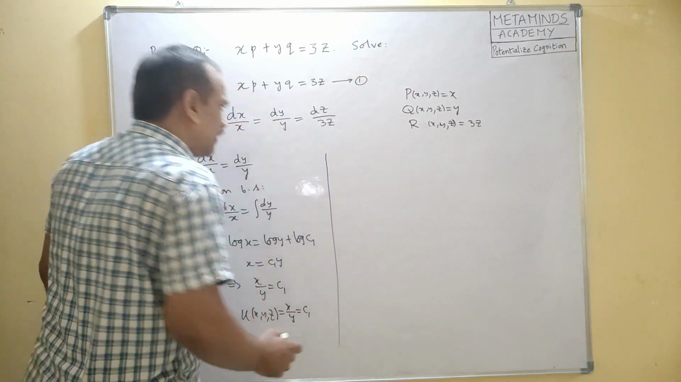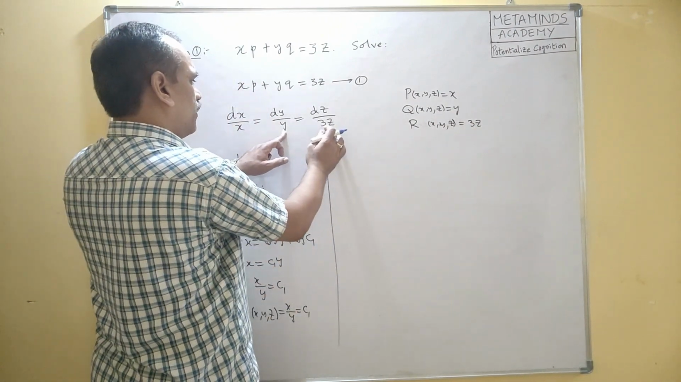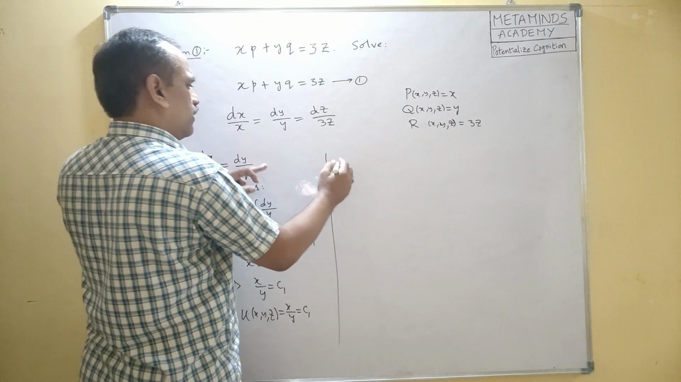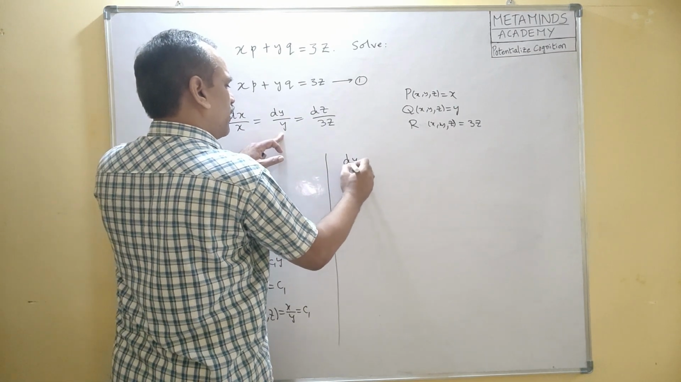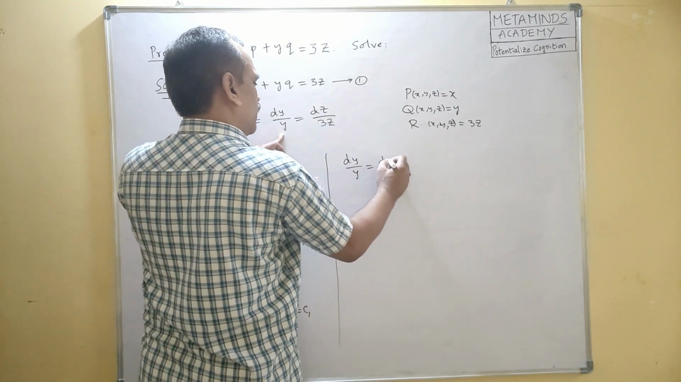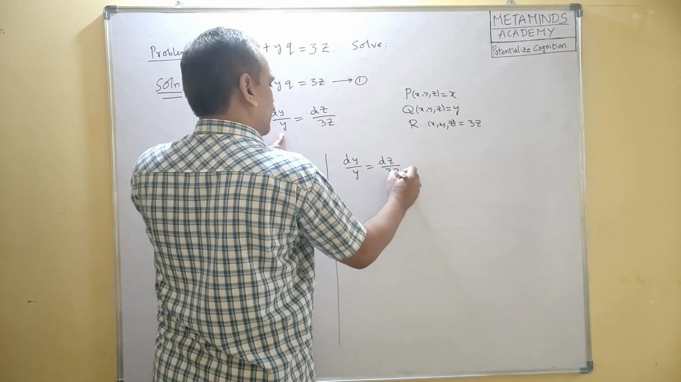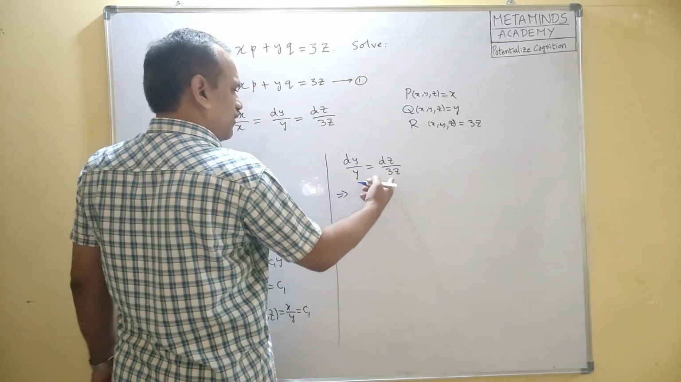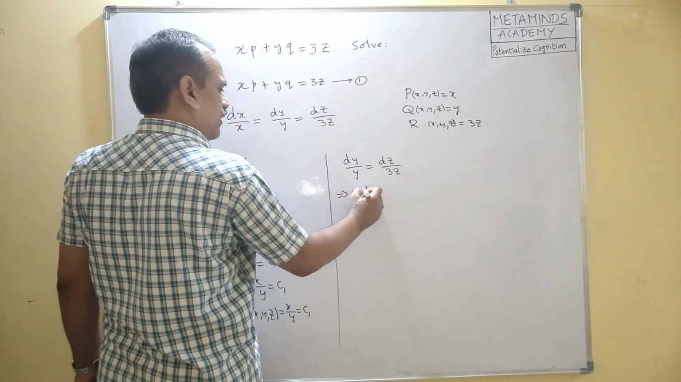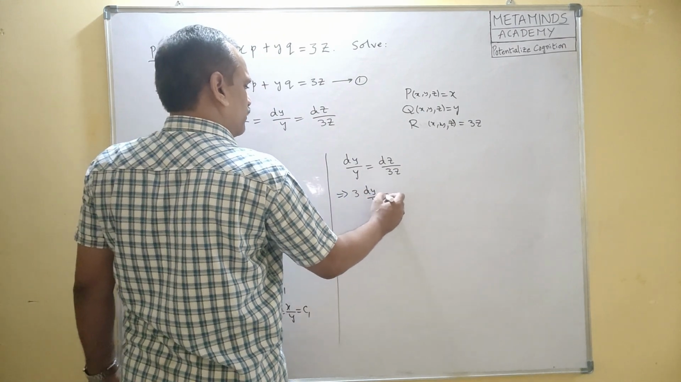Now you take the other pair, this one or this one you can take. Let us take dy by y equal to dz by 3z. Now you can take this 3 here for convenience.